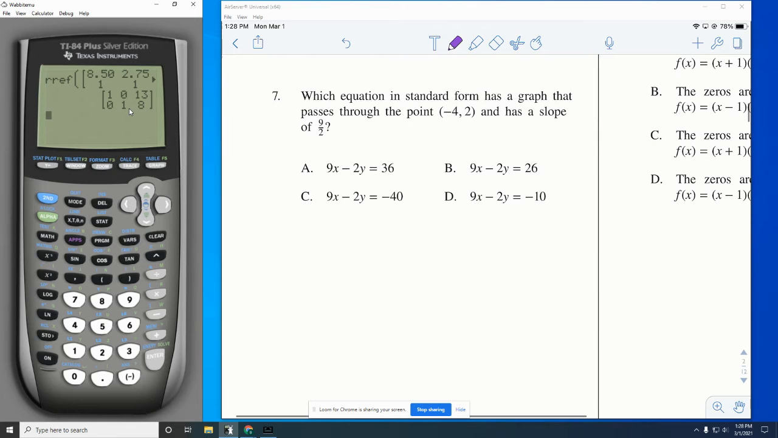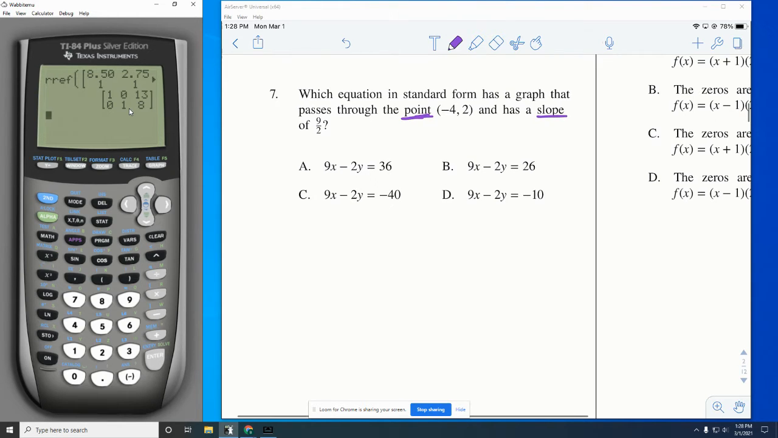Next, we're going to look at number 7. Which equation in standard form has a graph that passes through the point -4, 2 and has a slope of 9/2? So the first thing I'm going to do is go ahead and write my equation using point slope form that is on your formula chart. So y minus the y in my point equals m, which is slope, x minus the x in my point. Remember, in point slope, you plug in your points as opposites. So 2 turns into a -2, -4 turns into a +4.